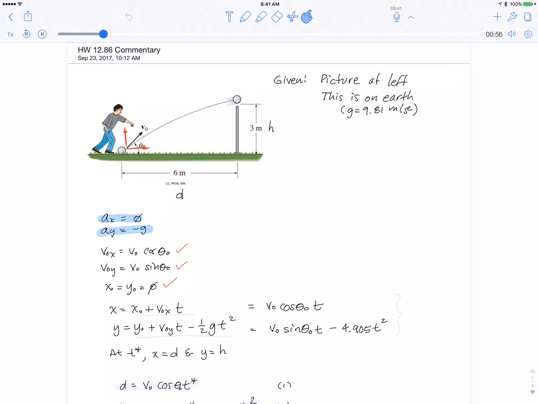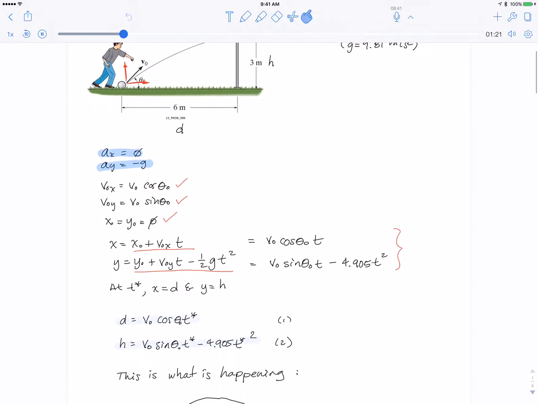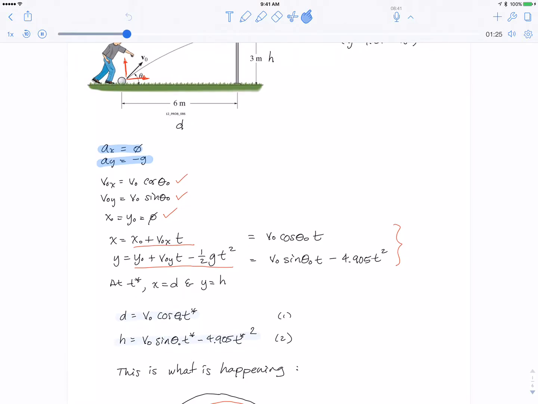And so starting with the standard formulae for projectile motion, x0 plus v0x t, y0 plus v0y t minus 1/2 g t squared. Putting in that x0 and y0 are 0, and then v0x and v0y are v0 cos theta and v0 sin theta, you get these equations of motion. Well, at the point the ball is going over the fence, x is equal to d, and the height is equal to h, so we get these two equations right here.